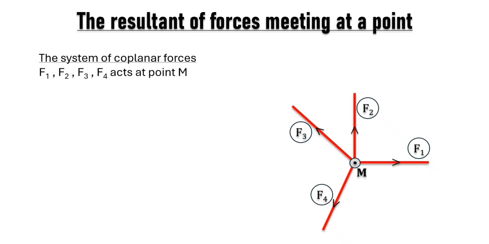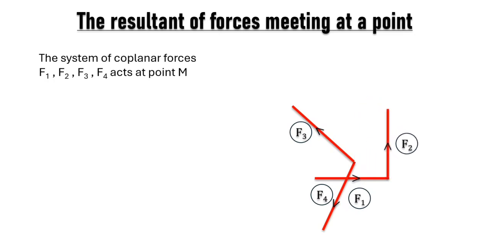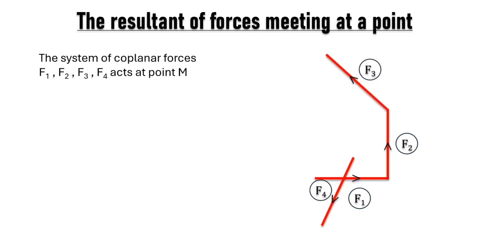What is the resultant? We will arrange these forces to understand the meaning. We will take F1 like this. At the end of F1, we will put F2. At the end of F2, we'll put F3. And we will put F4 at the end of F3.